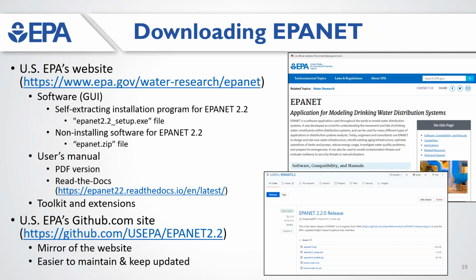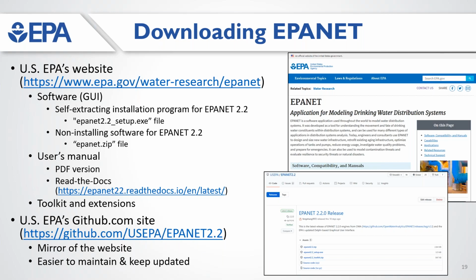So a little bit more detail about where to get and download EPANET, specifically the graphical user interface that we're talking about today. You have two places that you can go to. You can go to the US EPA's website, which is listed here, www.epa.gov/water-research/epanet, or you can go to the US EPA's GitHub site that has a repository specifically for the 2.2 release, and the link is provided here for your reference.